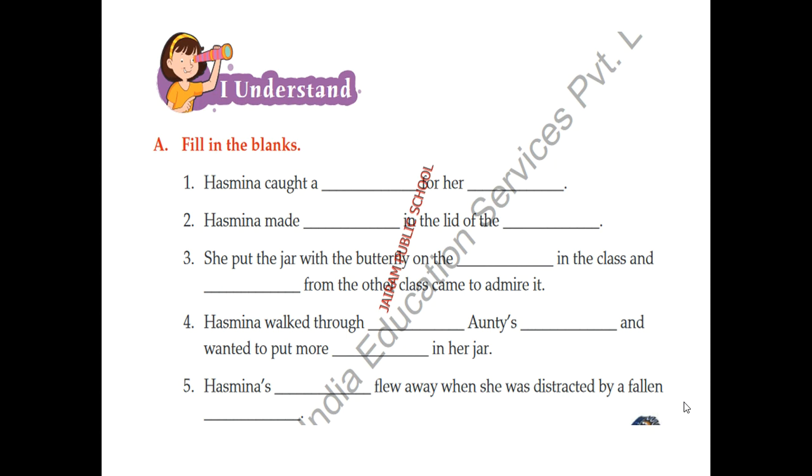Question number 4. Hasmina walked through dash auntie's dash and wanted to put more dash in her jar. What is the name of the auntie? Of course, her name is Rashmi. Rashmi auntie's garden and wanted to put more insects in her jar. 5. Hasmina's dash flew away when she was distracted by a fallen dash. Of course, the answer is butterfly. Hasmina's butterfly flew away when she was distracted by a fallen coconut.